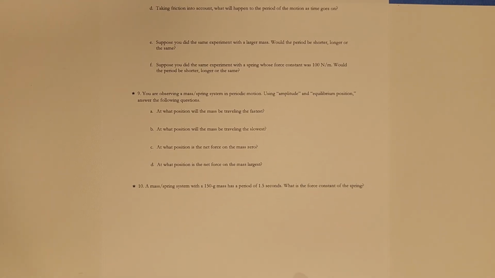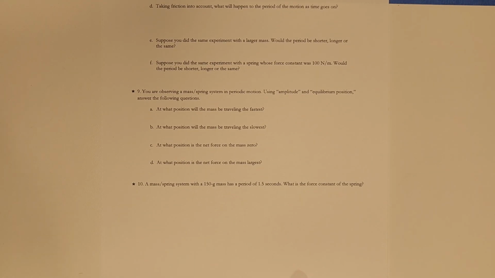For B, at what position will the mass be traveling the slowest? Well, we just answered that, right? As it gets to the amplitude point, it's going to stop and then change direction and accelerate in that direction. And so the amplitude is the position where the mass is traveling the slowest. For C, at what position is the net force on the mass 0? And that is the equilibrium position. At equilibrium, there is no force when that delta x equals 0.